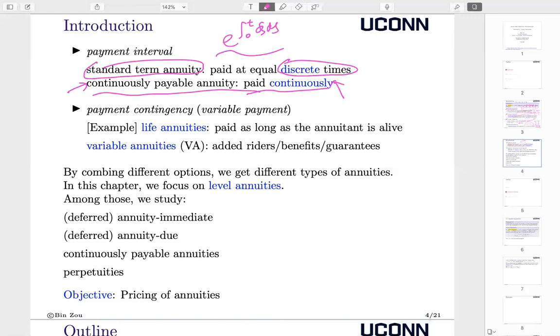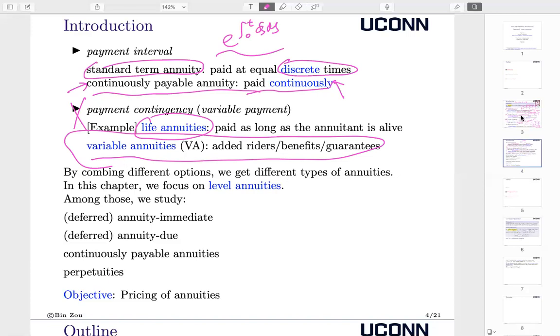The last criterion we consider is called the payment contingency. We don't discuss it in this course. I just give you an example, like 2 examples in the industry. For example, most annuities are actually dependent on life. So let's say Tom has purchased a life annuity. He will receive periodic payments as long as he is alive. So that's sometimes what we call life annuities. If he somehow passes away, there could be one lump sum payment to his beneficiaries. That is possible. There are also guarantees, but that's a more advanced topic.